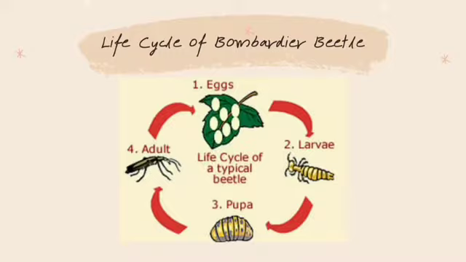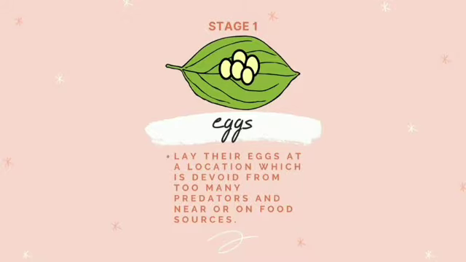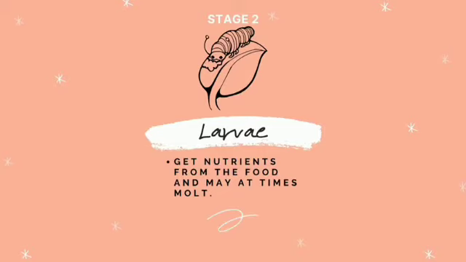For the life cycle of Bombardier beetles, they have a similar life cycle to other beetles. There are four stages of the life cycle, which are eggs, larva, pupa, and adult. All these stages are gone through in sequence. For the first stage, which is eggs, after the eggs are fertilized, the female beetle will find a location to lay them. There is no specific location, but the requirements are a safe distance from most predators and a close distance to decent food sources. From the eggs, the larva stage begins.